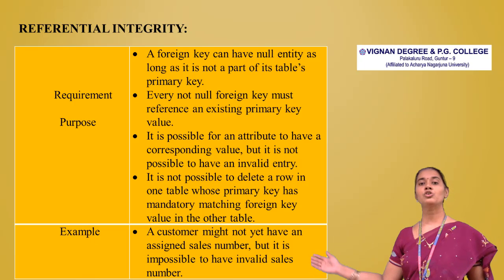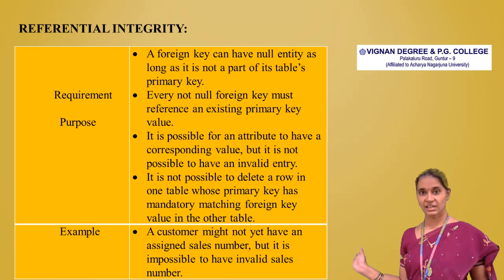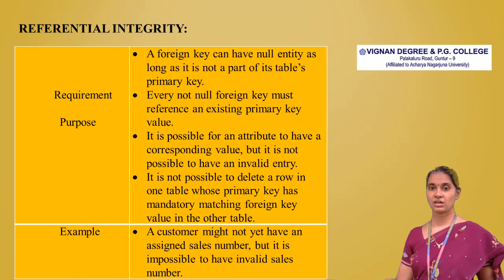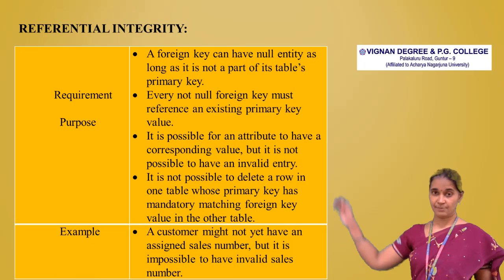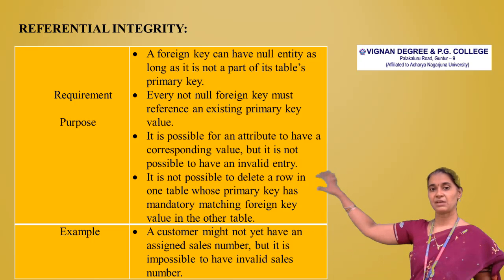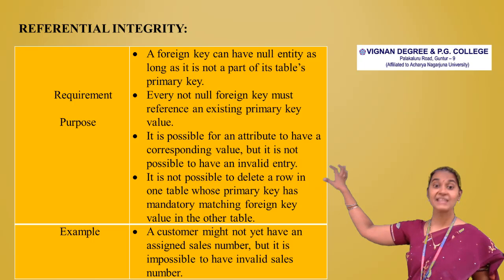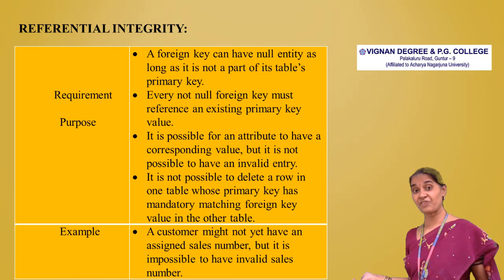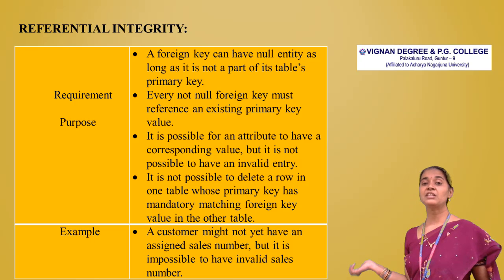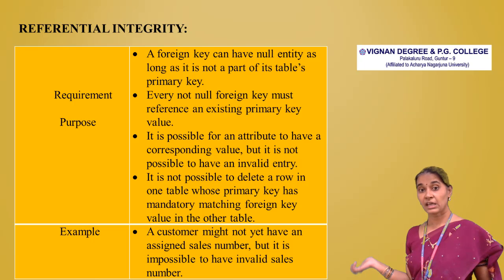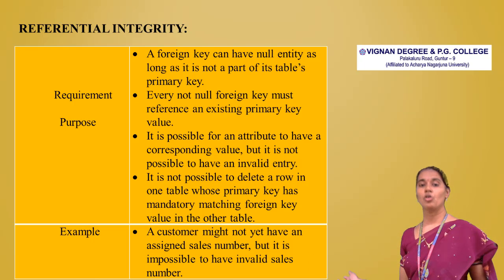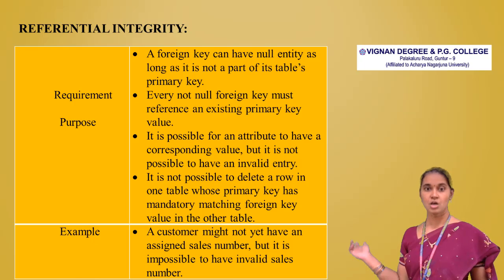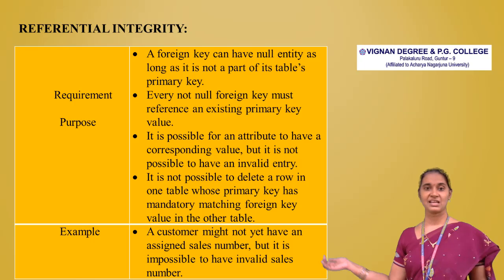It is not possible to delete a row in one table whose primary key has a mandatory matching foreign key value in the other table. For example, if in the student table 1 is defined as a primary key in the S number column, and that 1 is being used in the lecturer table as a foreign key, then we cannot delete that particular row. We will discuss that in detail gradually with an example in the next slides.